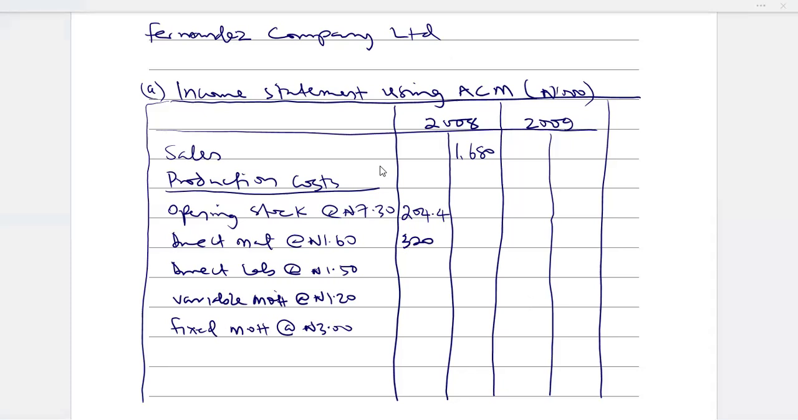I've told you. 300. Thank you. 300,000. Here is 300,000. Then 1.2 multiplied by 200 will give us 240. 3 multiplied by 200 will give us 600. So you add it up. Add all of them.